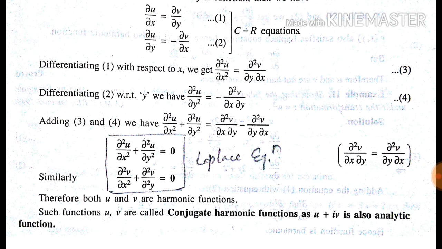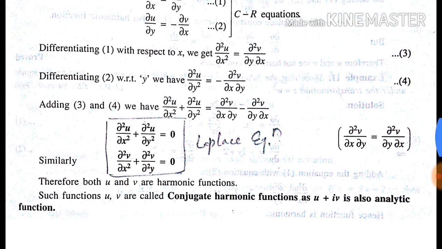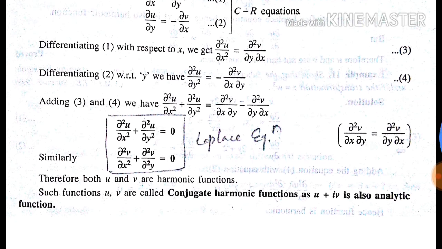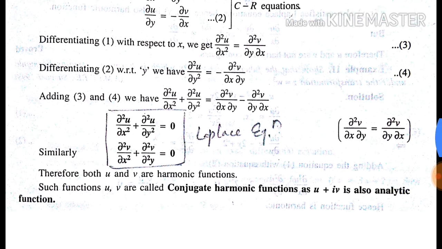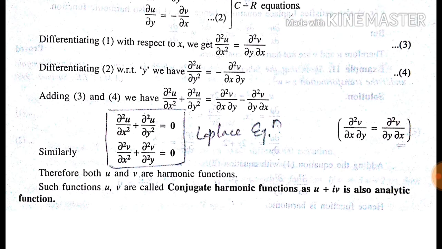On adding equations 3 and 4 we get del square u by del x square plus del square u by del y square on the left side, which is equal to del square v by del x del y minus del square v by del y del x. So on combining, del square u by del x square plus del square u by del y square is equal to 0. Similarly, del square v by del x square plus del square v by del y square is equal to 0. These are called the Laplace equations.